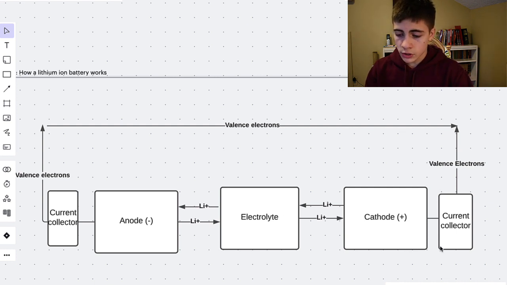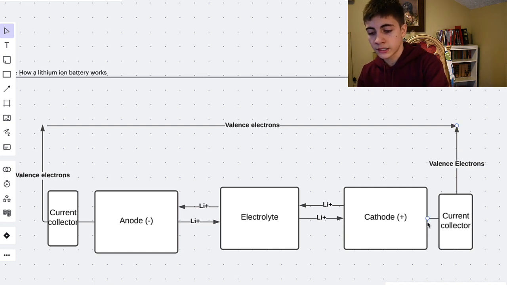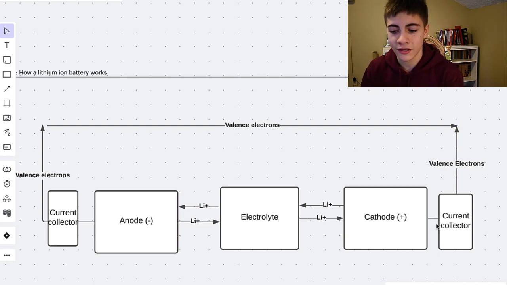Also, current collectors are just these things that collect the current. When the electrons want to leave, they get collected by the current collector, and then they pass through this circuit, which basically gives the power you need for your phone or your electric car.